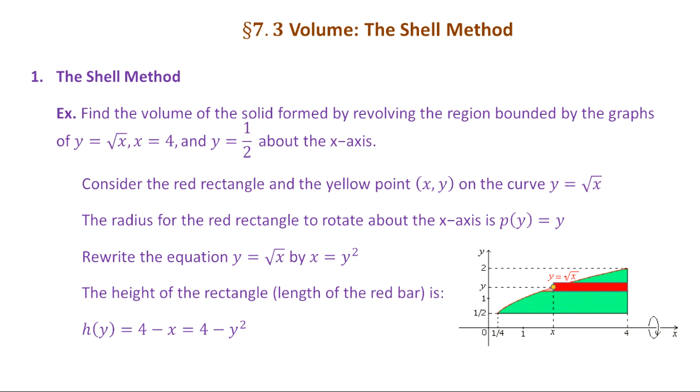But then we need to figure out the height of the rectangle, the length of the red bar, which in this case will not be x. It will be 4 minus x. If you look at the x-axis, x and 4 are marked, so the red bar is from x to 4. So the length of the red bar, or the height, is 4 minus x. It's not x.